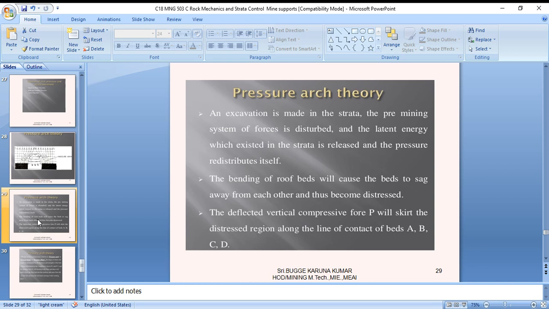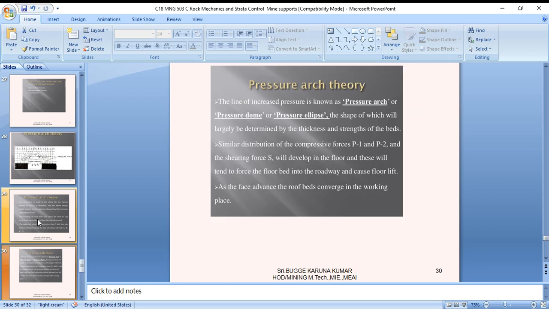the strata is released and the pressure is redistributed. The bending of the roof beds will cause the beds to sag away from each other and become distressed. The deflected vertical compression force P will be split in this region along the line of contact of bed ABC. So the line of increased pressure is known as a pressure arch or pressure dome.